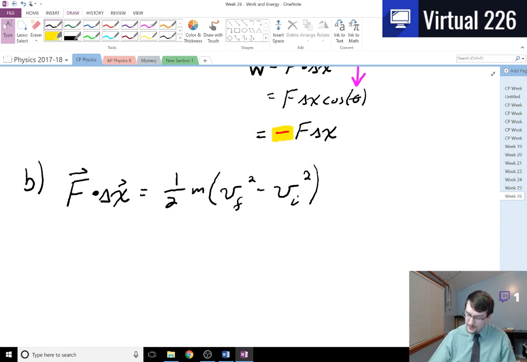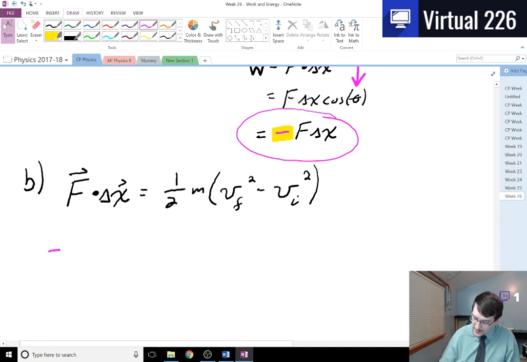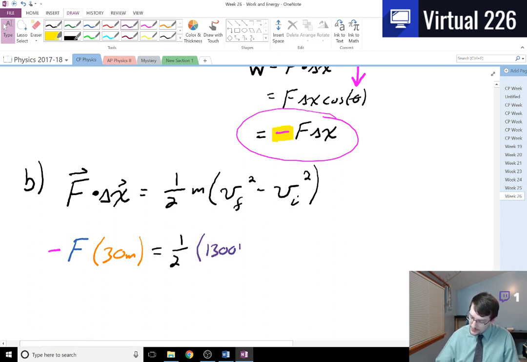So if we take a look at this, we already know what our work's going to be. We're going to have a negative, the force, which is what we're looking for, and this is technically an average force over this distance. We know the distance of the sandy path is 30 meters. This has to equal 1/2, that's always a constant. We know the mass of the car, 1,300 kilograms, and we know some velocities here.